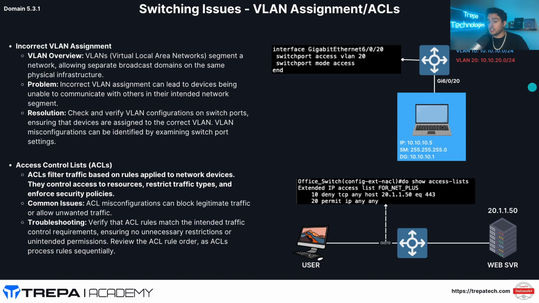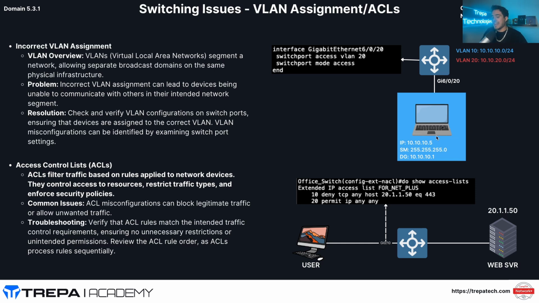All right, so more switching issues. We could have VLAN misassignments, okay? So we could have something like this, where we came to this user, we gave it an IP address within VLAN 10 here. Do we see that? 10.10.10.0/24. So we gave it an IP address within that subnet, but then at the actual switch, we put in the wrong VLAN. We put in VLAN 20. So now we're going to be tagging this Ethernet frame with a VLAN 20 that's not part of this broadcast domain, and this user will have no connectivity.